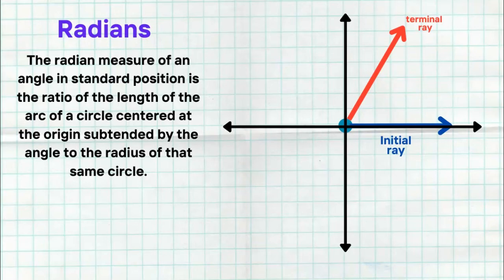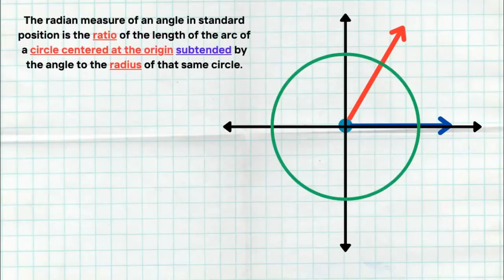Okay, that definition right there blows the minds of a lot of students because they're just like, I have no idea what you just said. So let's break it down. First it talks about having a circle centered at the origin. So there I drew a green circle centered at the origin. Then it talks about a radian being the ratio of the length of the arc subtended by that angle.